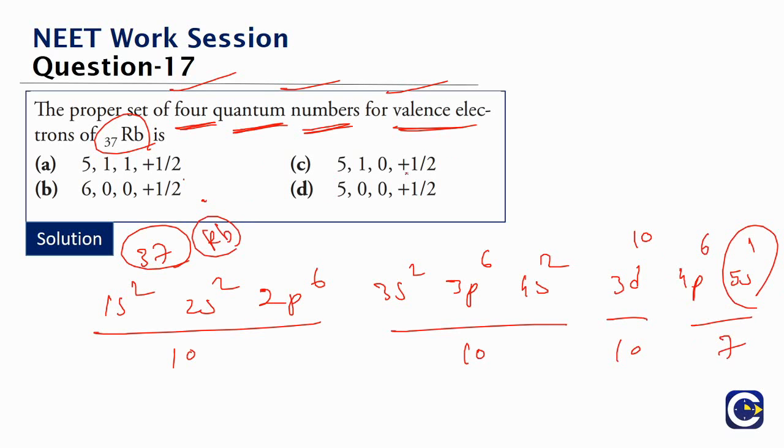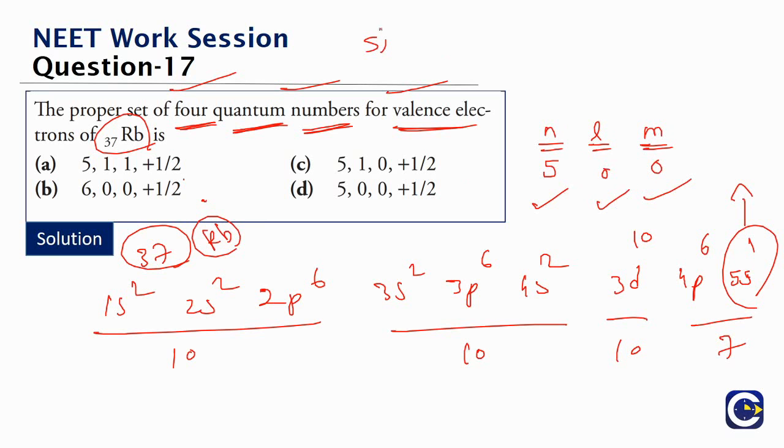Now we need to find the set of 4 quantum numbers for the valence electrons of rubidium. What do valence electrons mean? They are the outermost shell electrons, which is the 5th shell. Means the principal quantum number is 5. It is in the s subshell. Azimuthal quantum number is 0. The s subshell will only have one orbital, so the magnetic quantum number is also fixed, m is 0. So principal quantum number 5, azimuthal quantum number 0, magnetic quantum number 0.